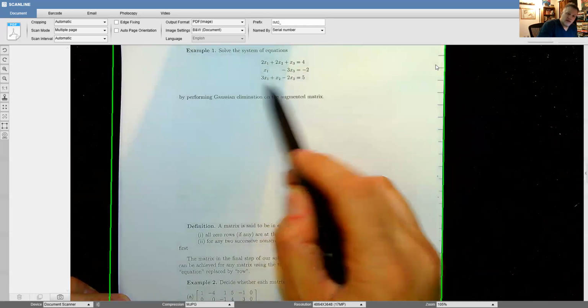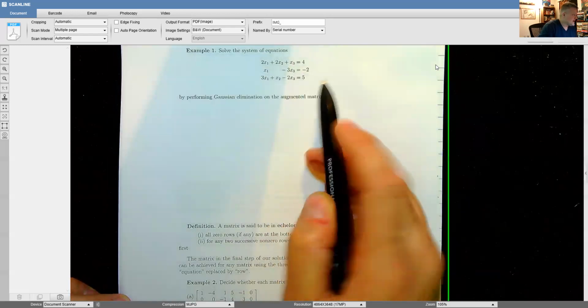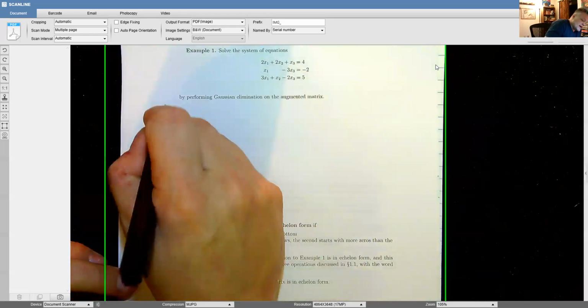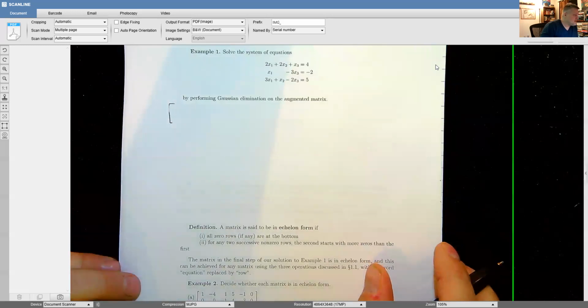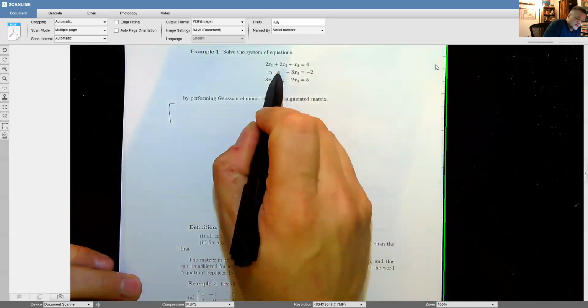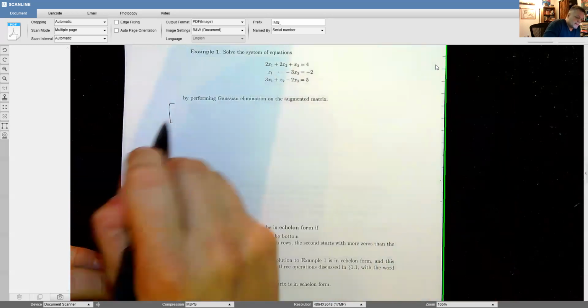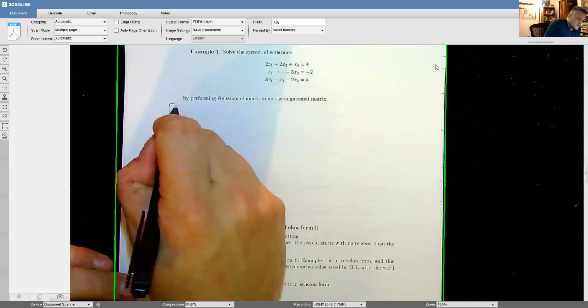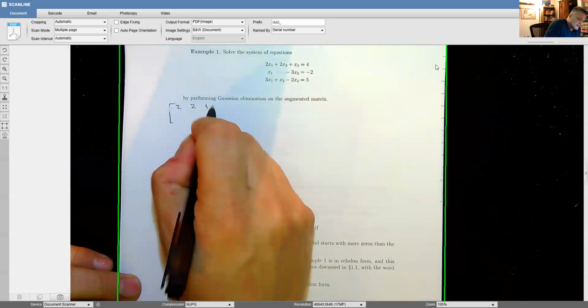The variables are in the same order on the left-hand side, and all the constants are on the right. And so I can immediately write down the augmented matrix, right? There's no x2 here, so there will be a 0 in that spot. But for the first row, we get a 2, a 2, and a 1, line 4.